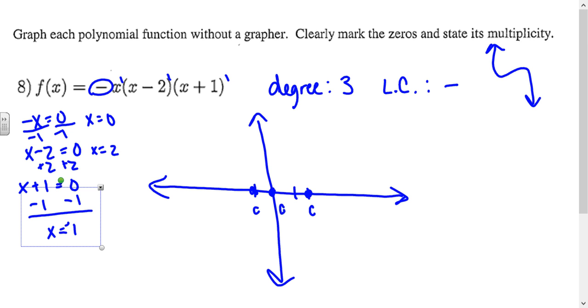So this means that it has to go up on the left, so it has to start up. It has to cross through this one, cross through this one, and cross through this one, and go back down on the right. So when you're thinking about it, if it crosses through, you just cross through and then come back up, cross through, come back down, cross through. So you have to think about if it's odd or even multiplicity and see if it's supposed to cross the x-axis or touch the x-axis at the zero. And then you also have to think about the end behavior. So let's try another example.